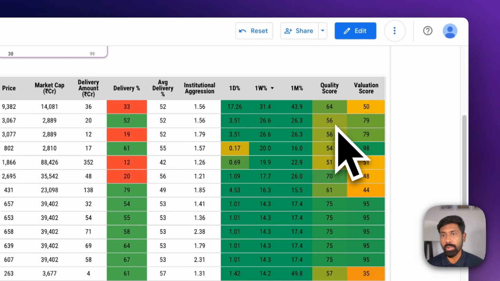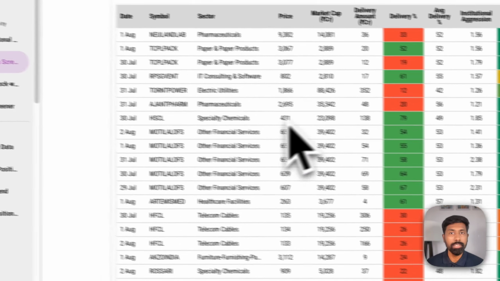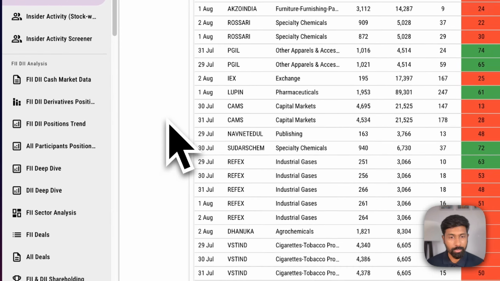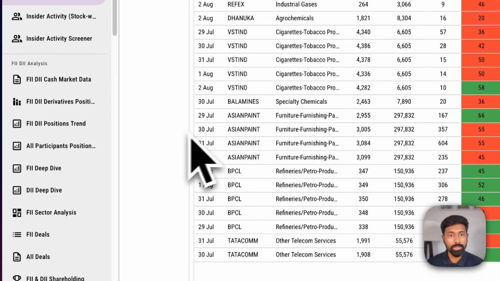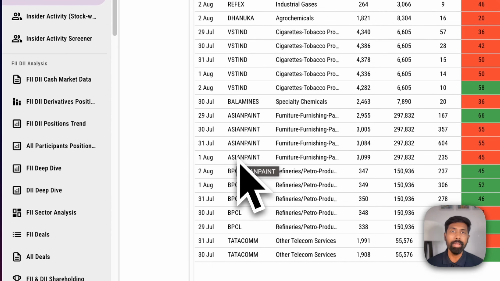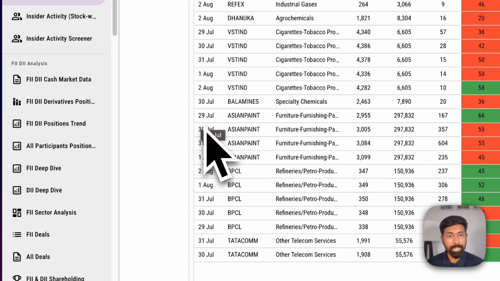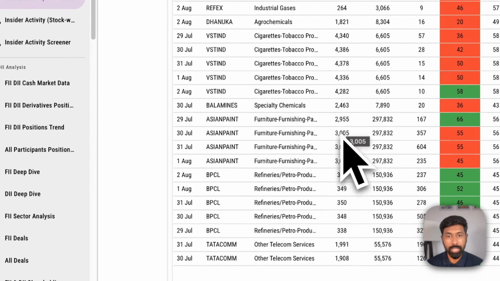What is the quality score of the stock? Above 50, it's actually 56. What's the valuation score? It is 79. So that is how you read this particular table. Let us scroll down. You can also see Asian Paint on this list. Asian Paint actually has witnessed institutional activity after a long time. 29 July, 30 July, 31 July and 1st August. On 4 days, consistently it has witnessed institutional activity.